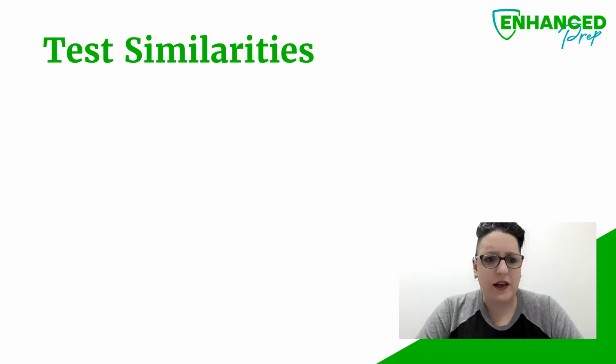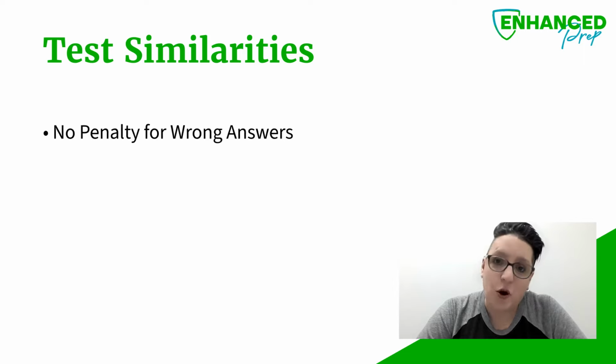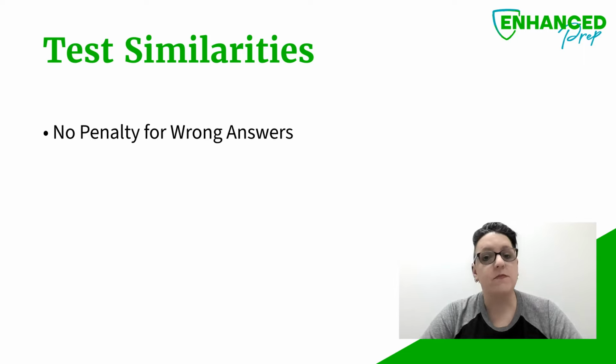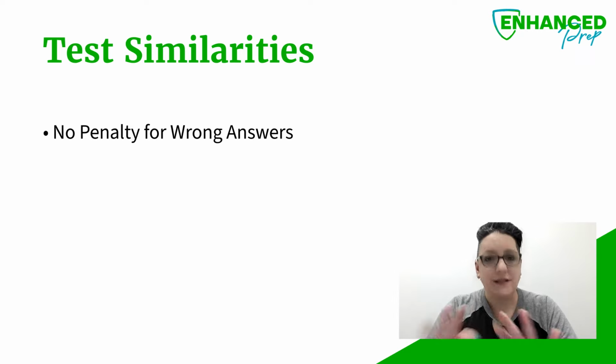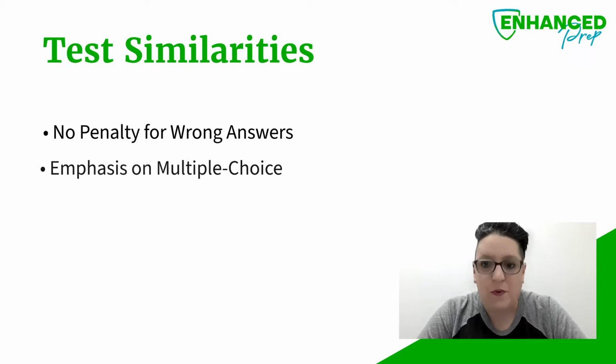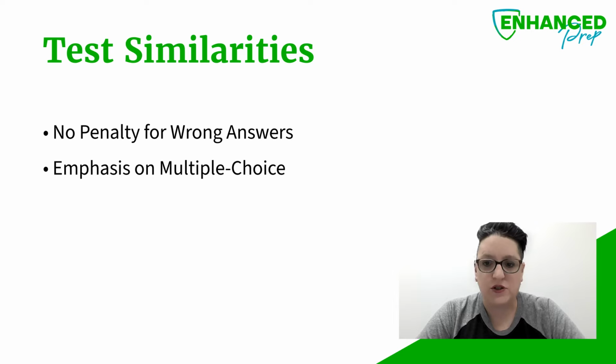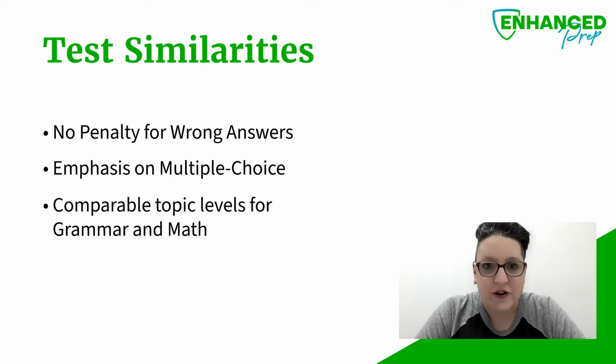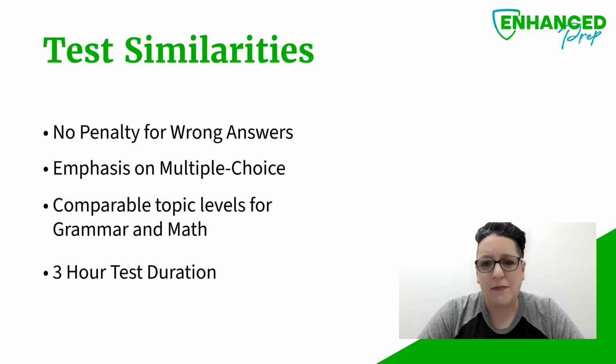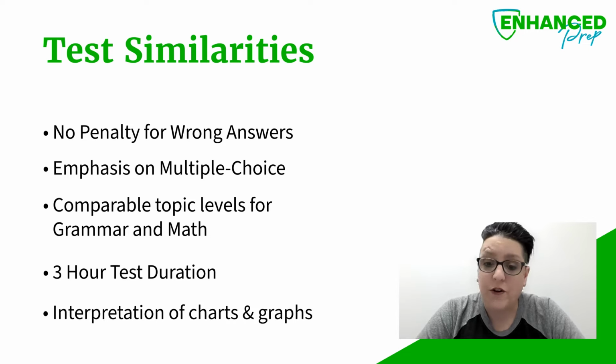So then what are some of the things about what the tests have in common versus the differentiators? First and foremost, when we're looking at both the SAT and the ACT, it's important to understand that there is no penalty for incorrect answers. Outside of the math in both tests, and again, we'll get more into that, there are 4 multiple choice answers to each question. Math concepts tend to be very similar. Grammar concepts tend to be very similar. Both are within about the same amount of time by a few minutes, just a little bit over 3 hours. And both do require interpretation of charts and graphs.